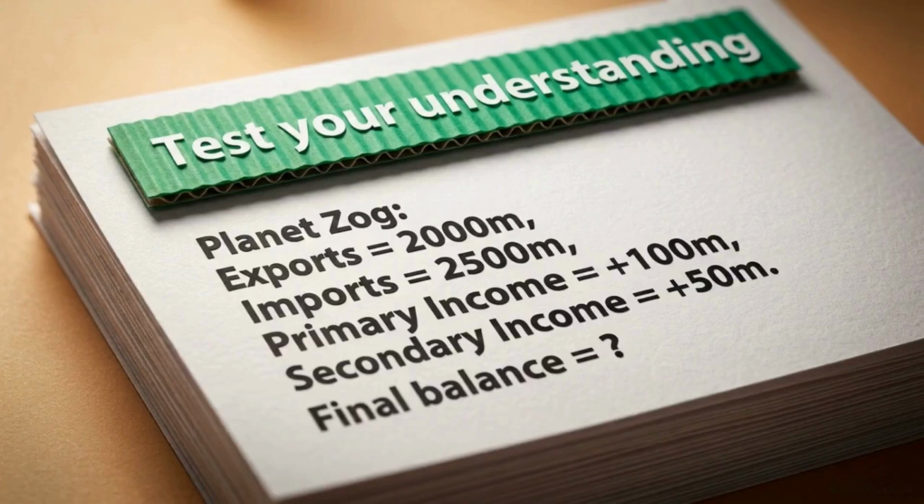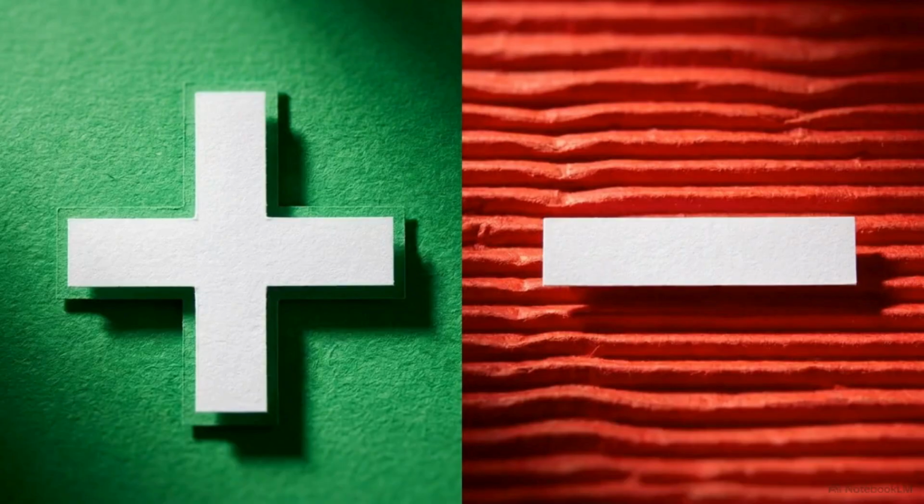Using this test your understanding format as inspiration, try applying this logic. Imagine Planet Zog has 2,000 million in exports, 2,500 million in imports, a positive 100 million in primary income, and a positive 50 million in secondary income. What is their final balance? Success depends on consistent tracking of positive and negative signs. A result below zero signifies a deficit, while a positive total marks a surplus.